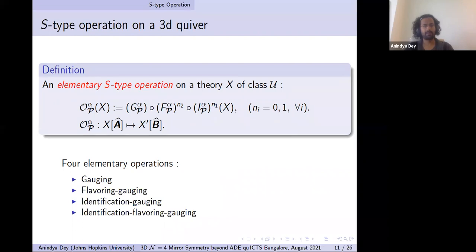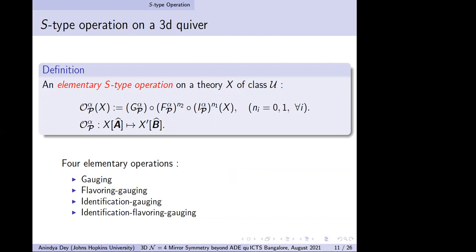Okay. So let me pause here for questions if there are any. So is the definition clear? Yeah, I'm sorry, I have a very naive question. Sure. Maybe it's already implicit in this quiver business, but once you do these operations, the theory that you obtain is still SCFT?